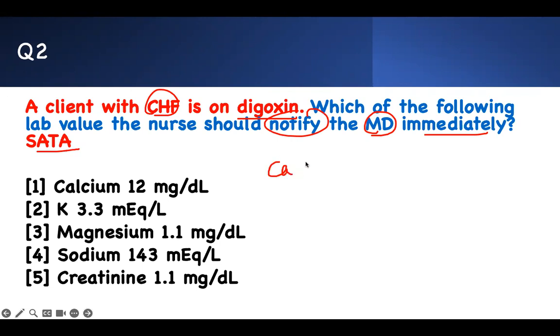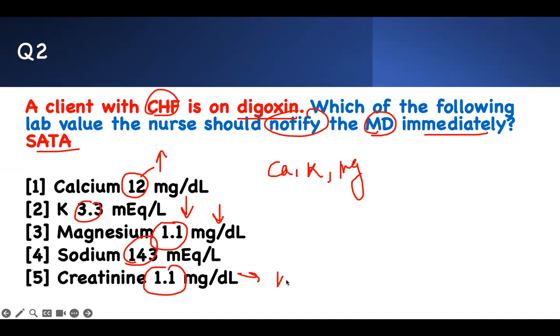Make sure your calcium is normal. Make sure your potassium is normal. Make sure your magnesium is normal. Calcium 12 is too high. Potassium 3.3 is too low. Magnesium 1.1 is too low. Sodium does not affect digoxin that much. Creatinine can affect digoxin because the kidney clears digoxin. You have to have normal kidney function. 1.1 is normal. Test-taking strategy based on what I've told you.